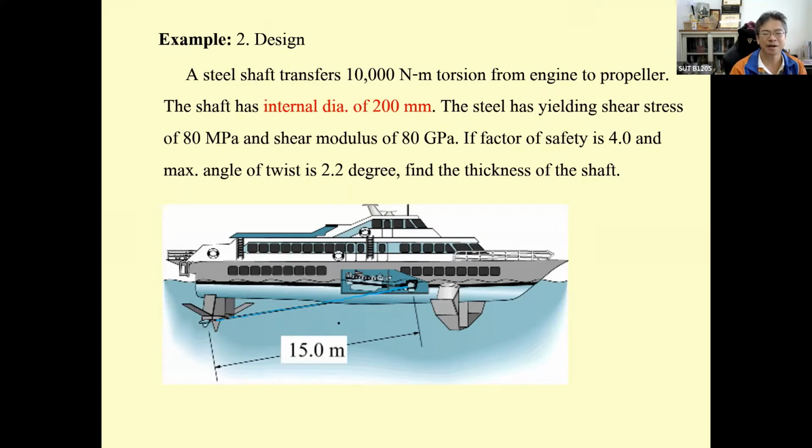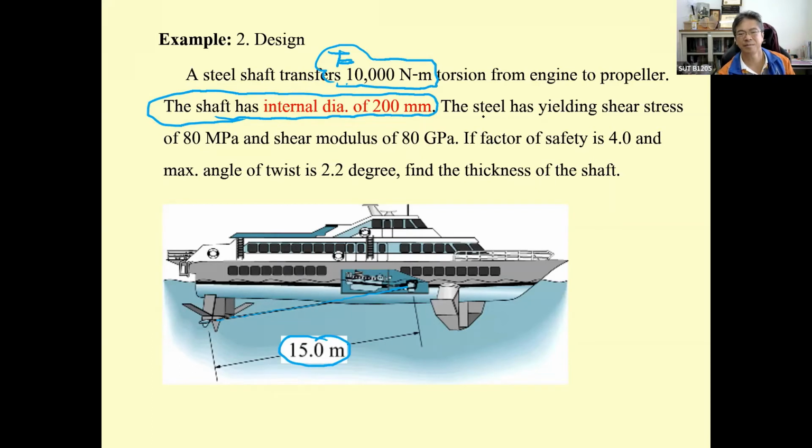The shaft has a length of 15 meters. The torsion from the engine is 10,000 Newton meter. The shaft is a hollow shaft, with an internal diameter of 200 millimeter.